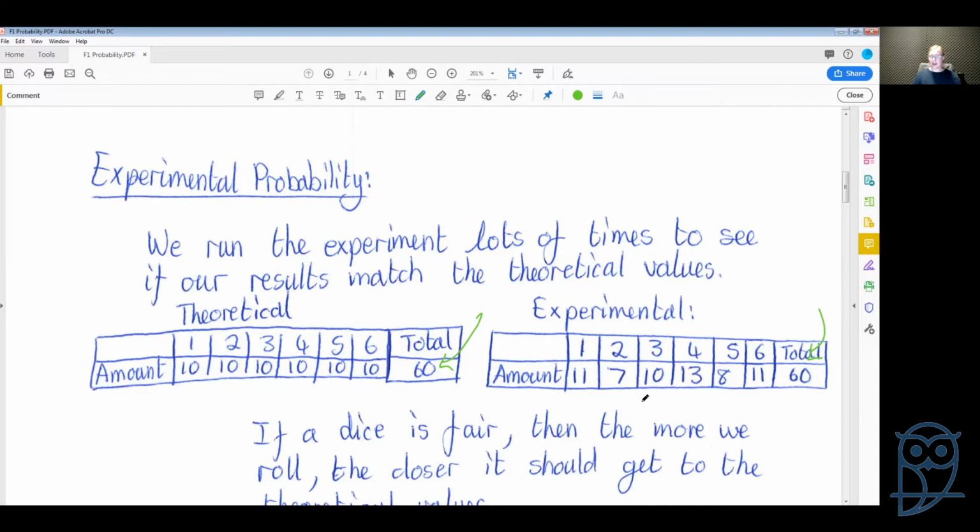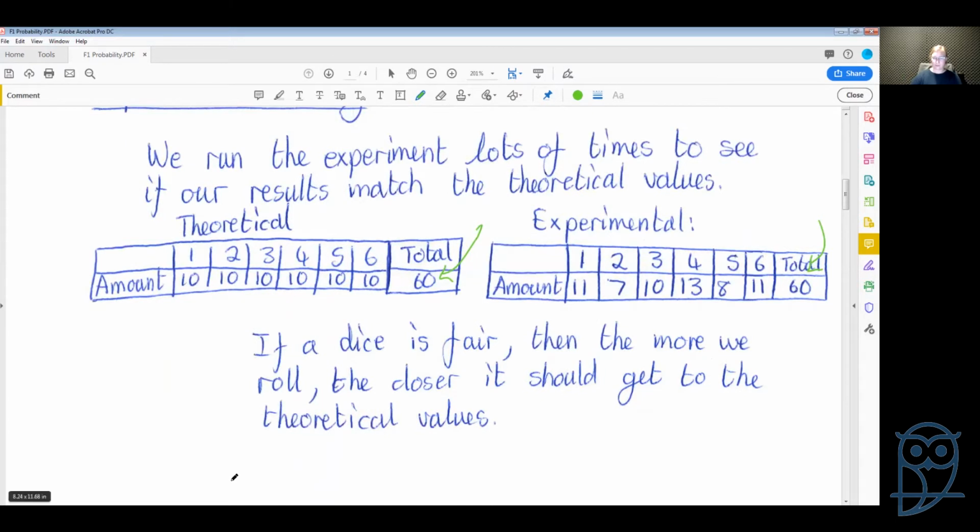But actually this dice is fair. And the reason is these are not very far away. If this was a 5 or a 4, then I might be worried. But it's not. This is a fairly fair dice. They're within about 5 of 10 because we didn't roll the dice very many times. If we instead roll this dice 1,000 times, what are we going to get there? I'll show you that in a minute.